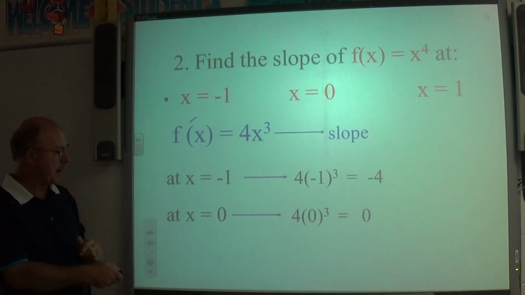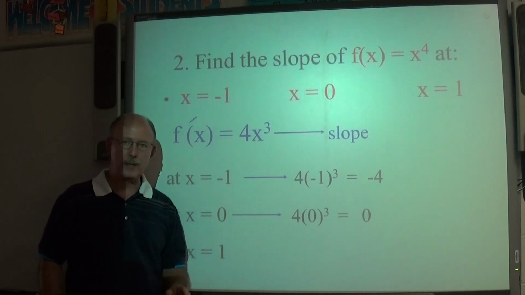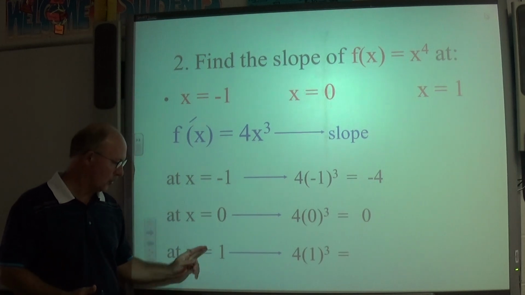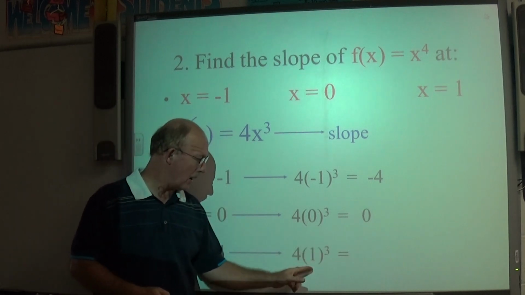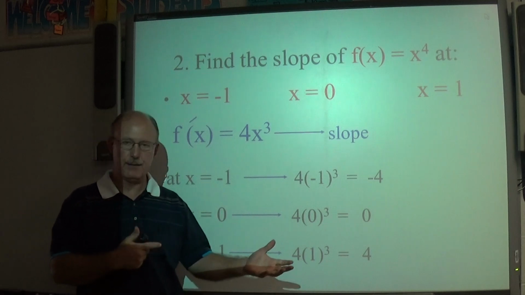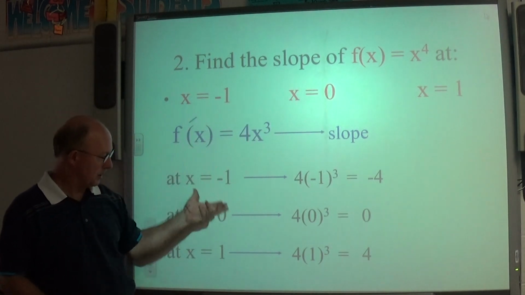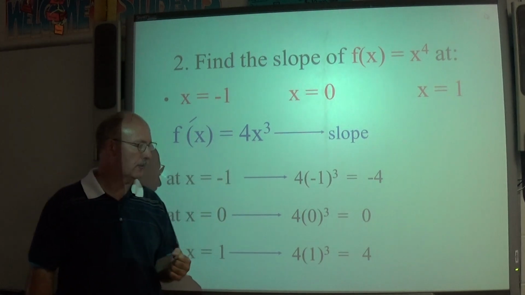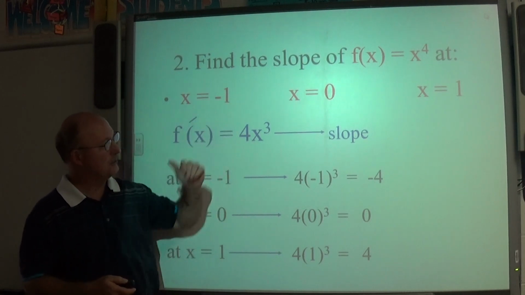Let's do one more, x equals 1. Once again, we substitute 1 in for x, which gives us 4 times 1 to the third power. 1 to the third power is 1, times 4 gives you +4. So it's a very simple matter to get the slope. If you can quickly get your derivative, plug your x value in, bang, there's your slope. If we know the x value, all we do is substitute it in.